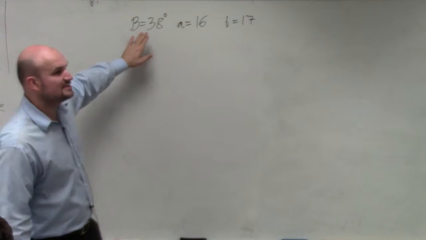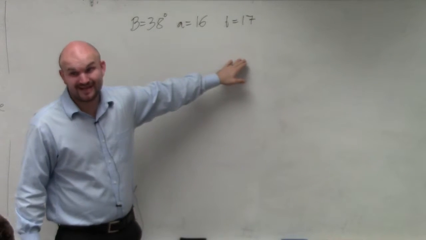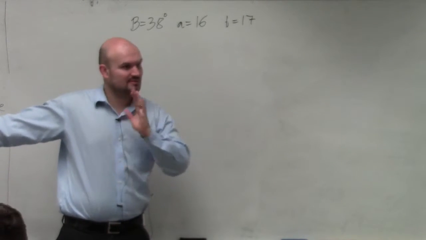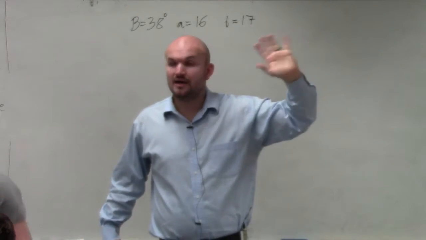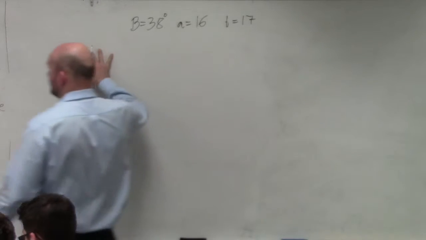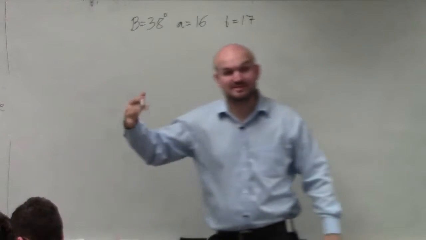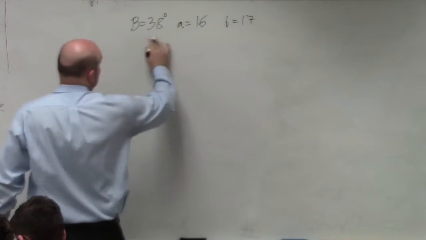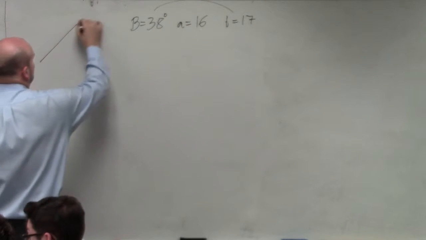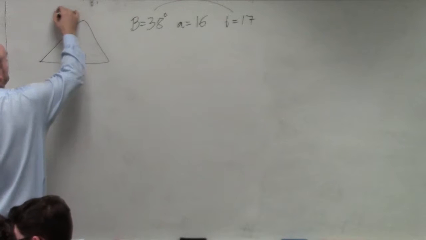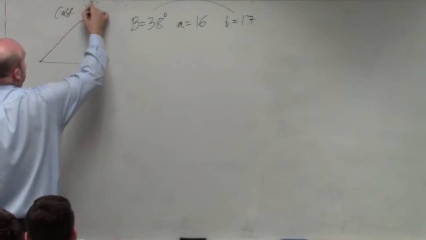First thing, I notice this is angle-side-side, right? Ambiguous case. That means I could have 0, 1, or 2 triangles. And I'm going to want to create my ratio with my sides up top because I'm solving for an angle. So first thing I want to do is draw my triangle. And I'm just going to say this is case number 1.